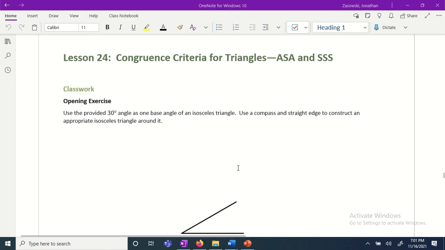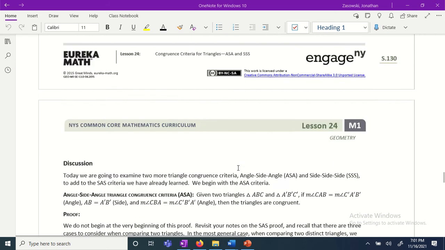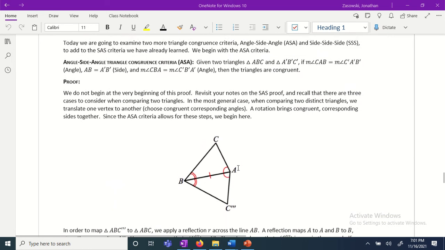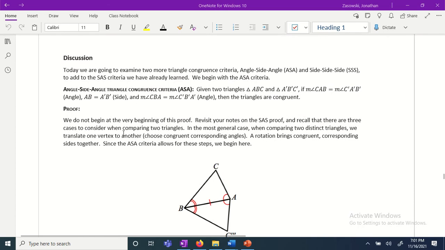Welcome to lesson 24. We are taking a look at some angle, side, angle, and side today. We're going to skip through the first couple of pages here and take a look at page 131. The next thing we're going to talk about is angle, side, angle. And I want to write something.